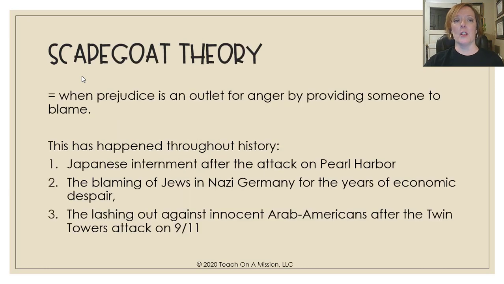The scapegoat theory is when prejudice is an outlet for anger by providing someone to blame. It's picking someone out of the group and attributing all of the blame to them. This has happened throughout history. If you look at history, the Japanese internment after the attack on Pearl Harbor, the blaming of Jews in Nazi Germany after the years of economic despair, and even more recently, the lashing out against innocent Arab Americans after the Twin Towers attack on 9/11.